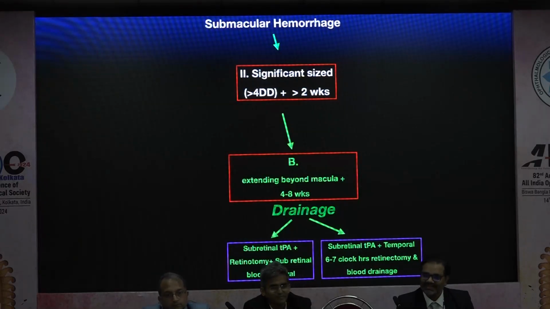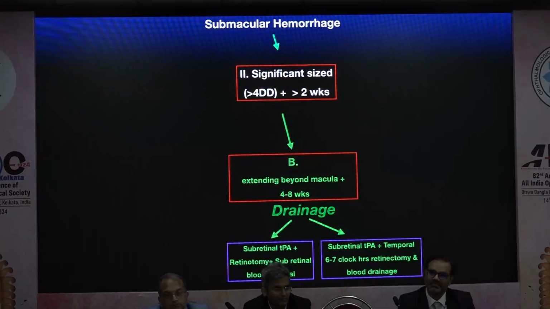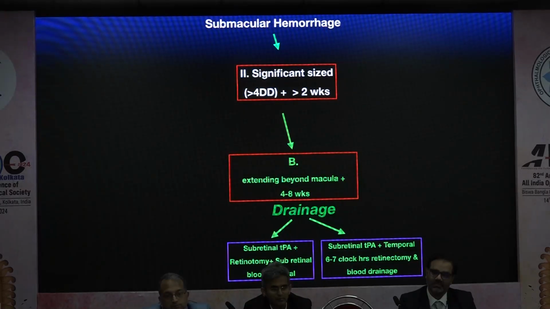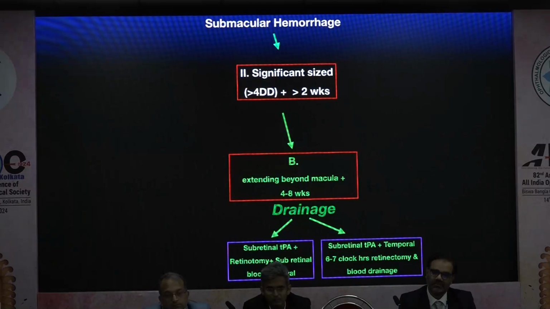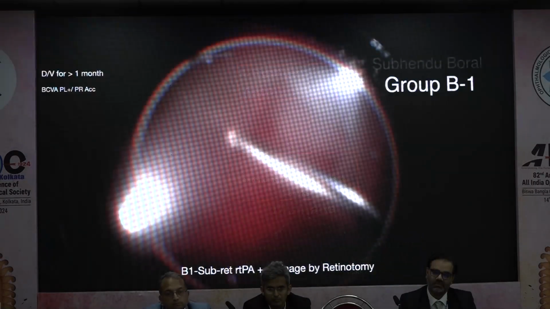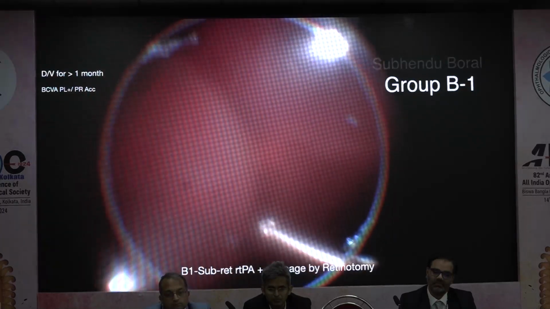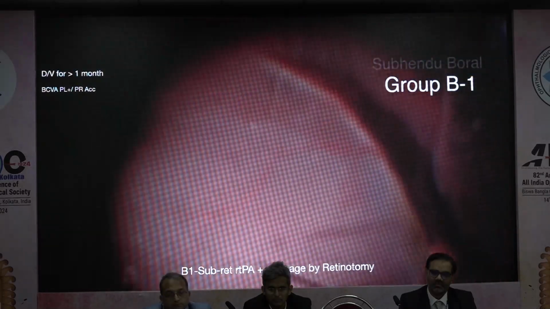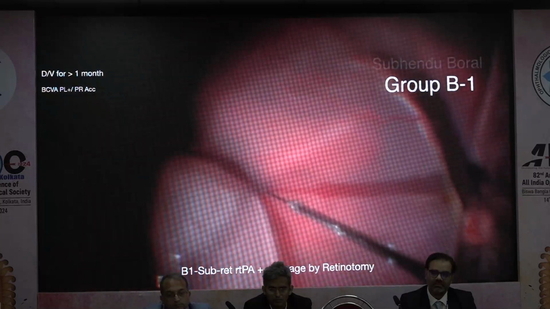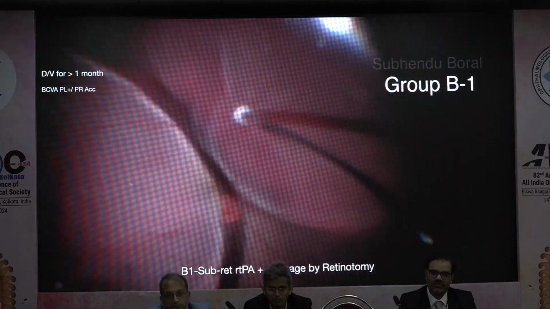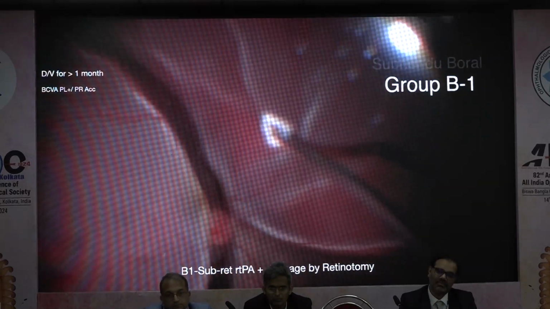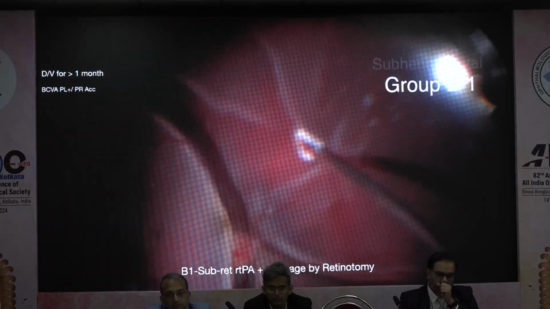So submacular hemorrhage of significant size, I am talking about the second category, more than 2 weeks duration, extending beyond macula, 4 to 8 weeks duration. So drainage, either subretinal TPA with retinotomy along with subretinal blood removal, or subretinal TPA with temporal retinectomy along with subretinal blood removal. Like in this case, vision decreased for 1 month, vision is PL PR. I have injected subretinal TPA followed by making retinotomy, what Dr. Dipender already described, some kind of minimalistic approach, and remove the blood as much as possible.